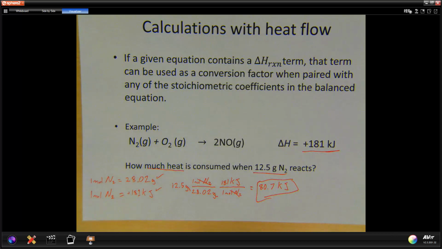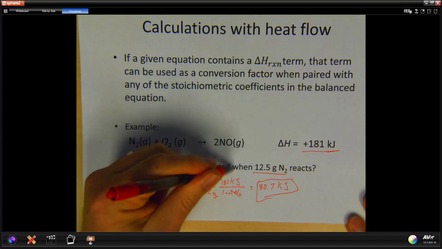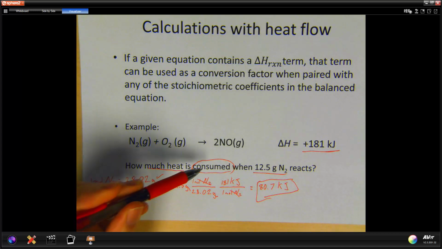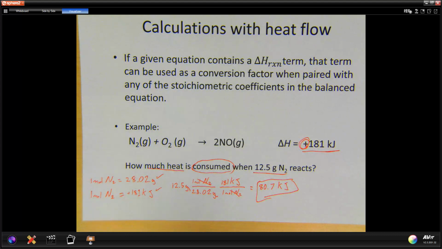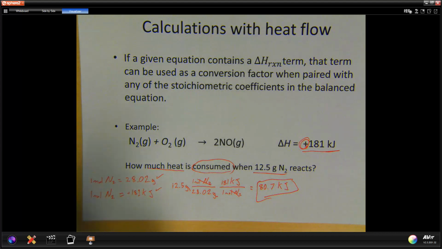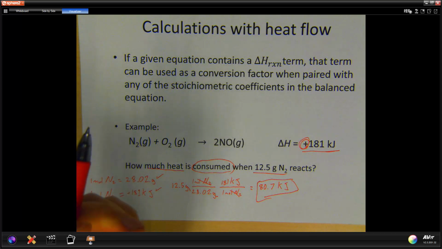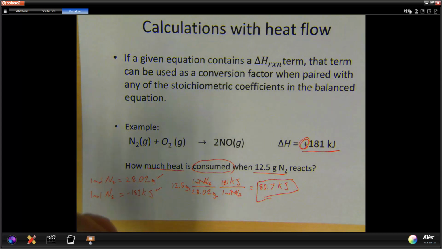One thing I want to emphasize here, it says heat is consumed. Consumed is because it has a positive sign. You want to be aware positive is endothermic, so positive is consumed, it's used up. That heat is going into the reaction as it takes place. If it had been negative, it would be released. It would be coming out of the reaction as it takes place. So just be clear about that distinction.